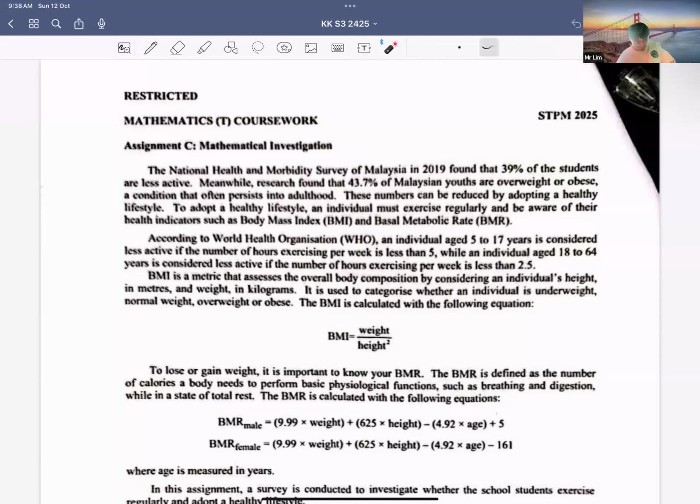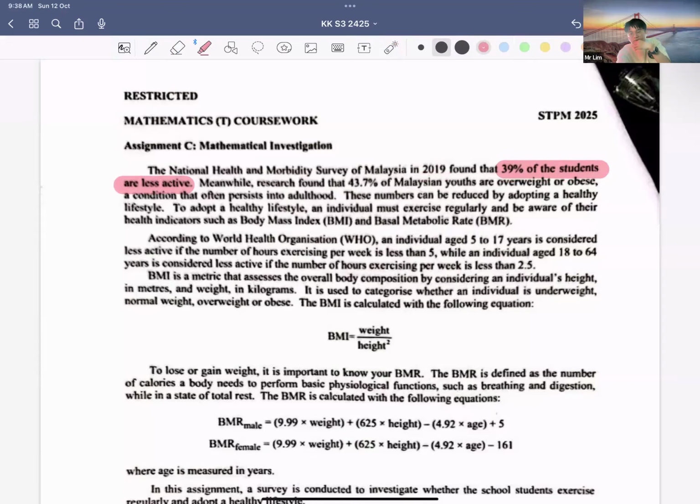The National Health and Morbidity Survey of Malaysia in 2029 found that 39% of students are less active. So you will find this information useful, and later on we are going to use this in some tasks. We are going to use this information to carry out a hypothesis test.